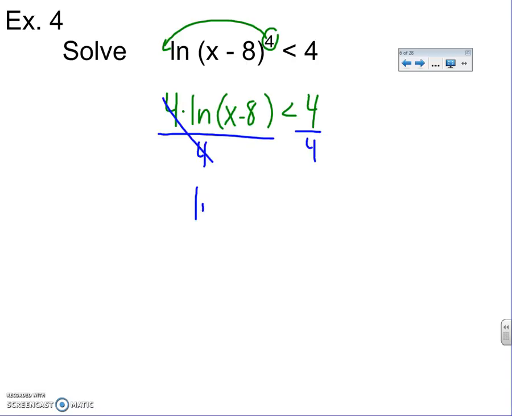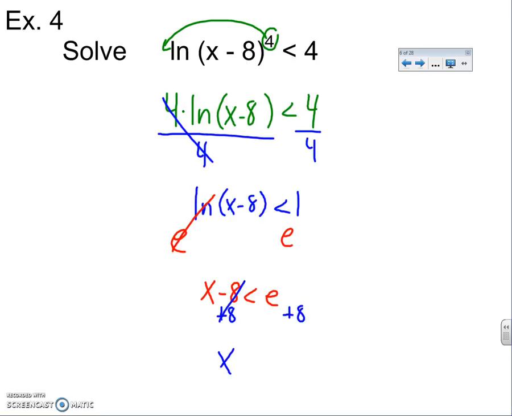So now I have the ln of x minus 8 is less than 1. All right, I'm going to try and get rid of the word ln. So I'm going to exponentiate both sides using base e. That cancels, so I have x minus 8 is less than e to the first power, which, if it's the first power, we don't need that. Solve for x by adding 8. So x is less than e plus 8.